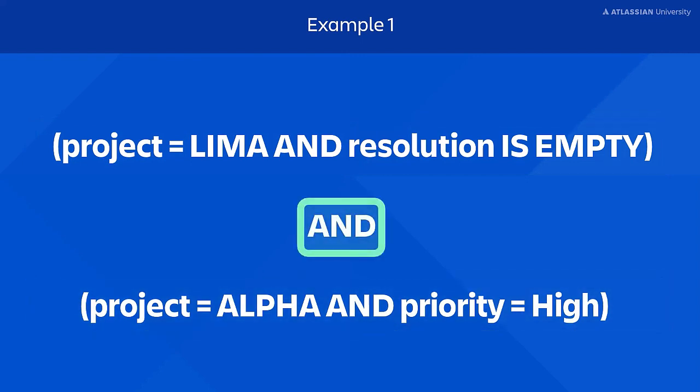If we use the AND keyword in our example, no issues would be found because an issue can only exist in one project. Let's take a look at a second example.